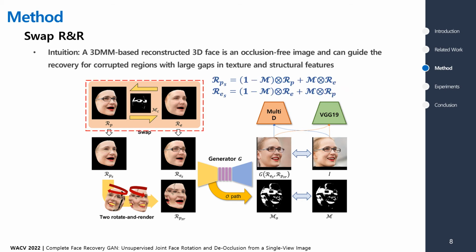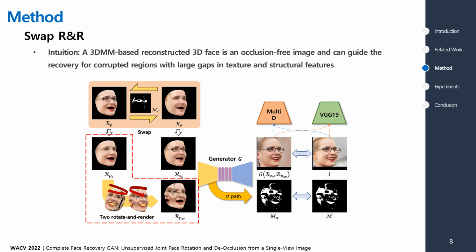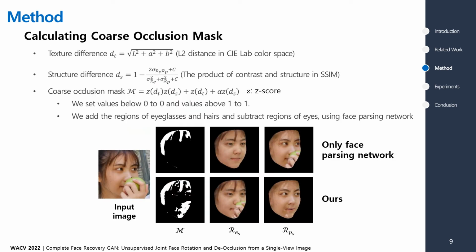Next, we swap the texture between R_P and R_E for the occlusion area that exists within R_P as follows. Finally, R_PS_R is generated as a broken image through two rotate-and-render operations. And to calculate the coarse occlusion mask, we use texture difference and structure difference using the CIELAB color space and SSIM.